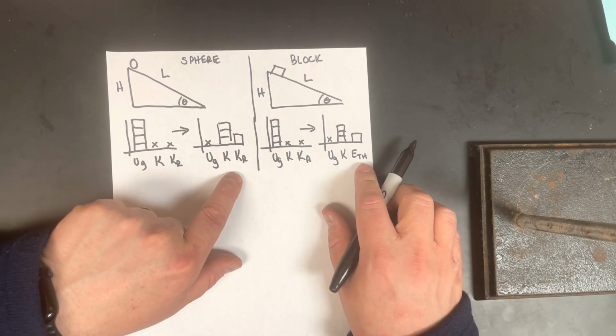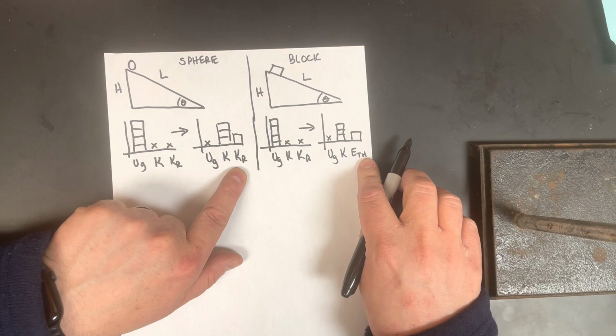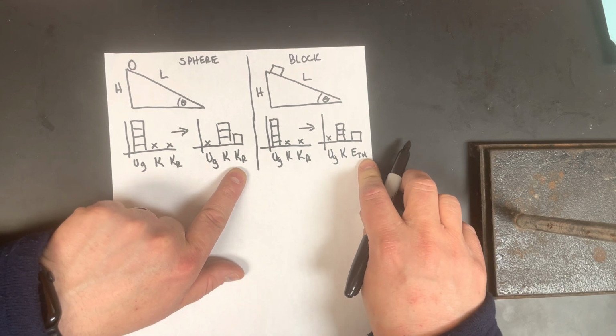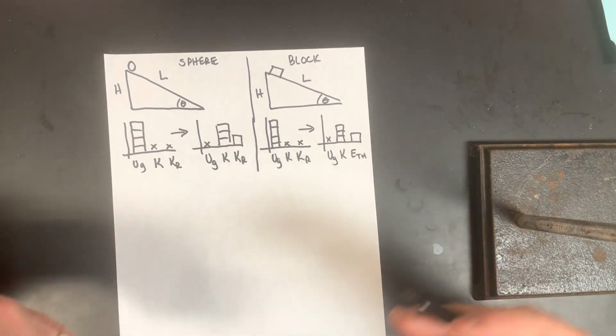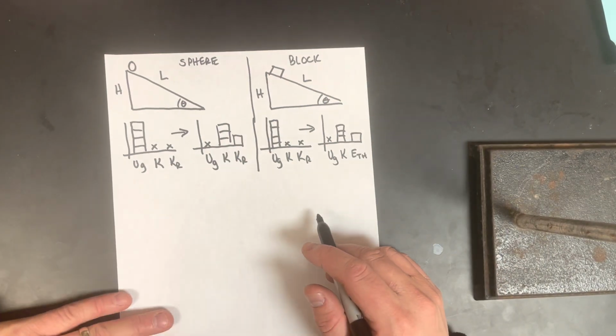And again, for the sphere, what we're using some of our energy for is to spin as rotational kinetic. And for the block, we're going to set that up as thermal energy. So in both cases, again, some of our initial energy goes to things other than kinetic, and we want those final speeds to be the same.